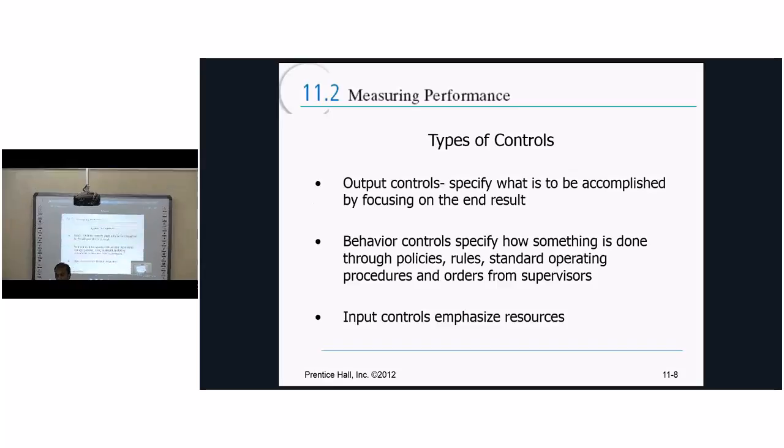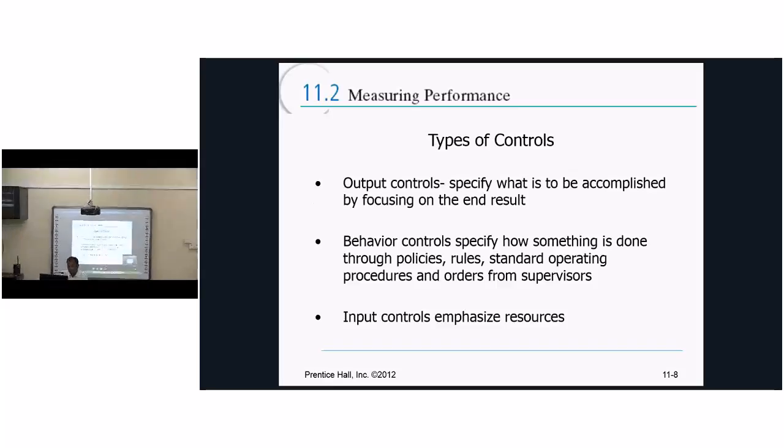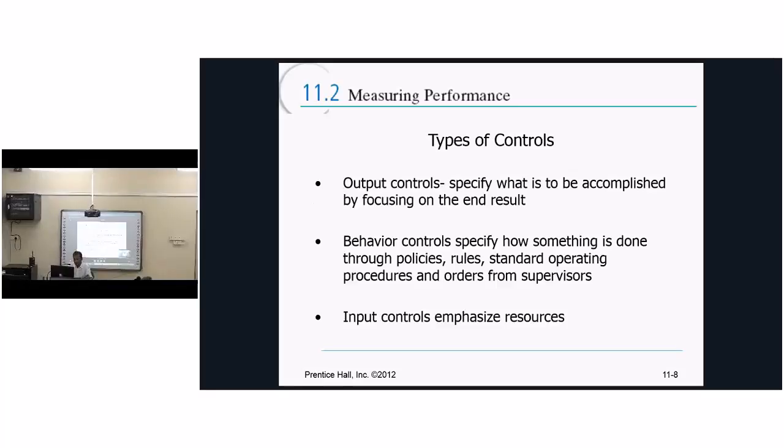There are types of controls. So there are three types of controls that you will come across in our organization. First one is output controls. They specify what is to be accomplished by focusing on the end result. This is what you measure at the end of the day. Output, you measure the output.